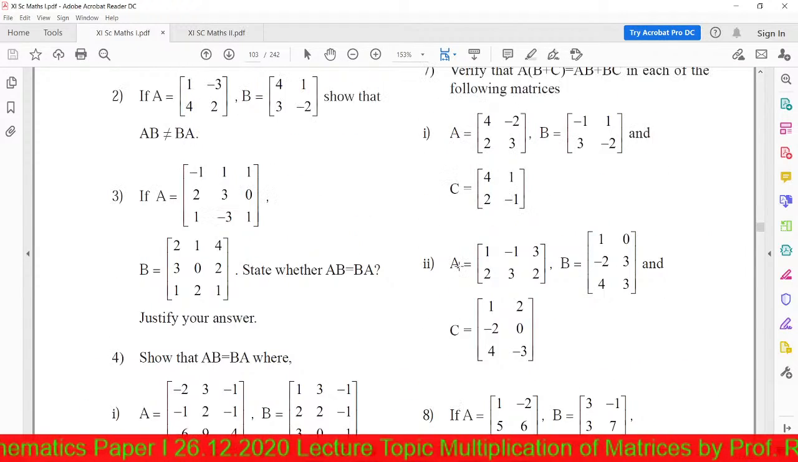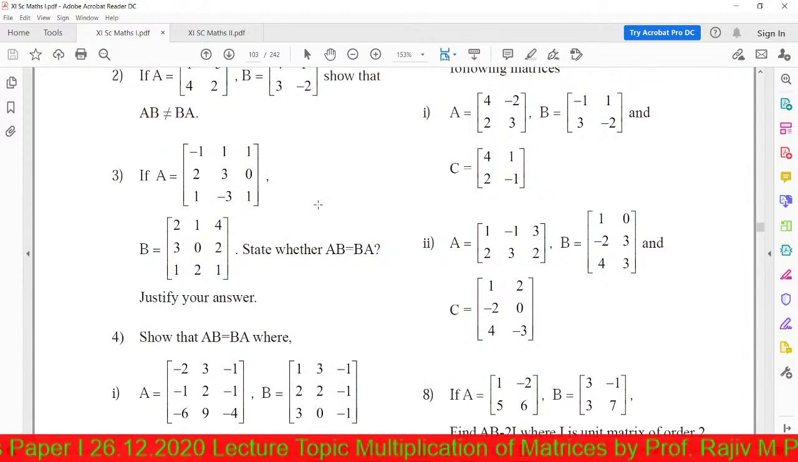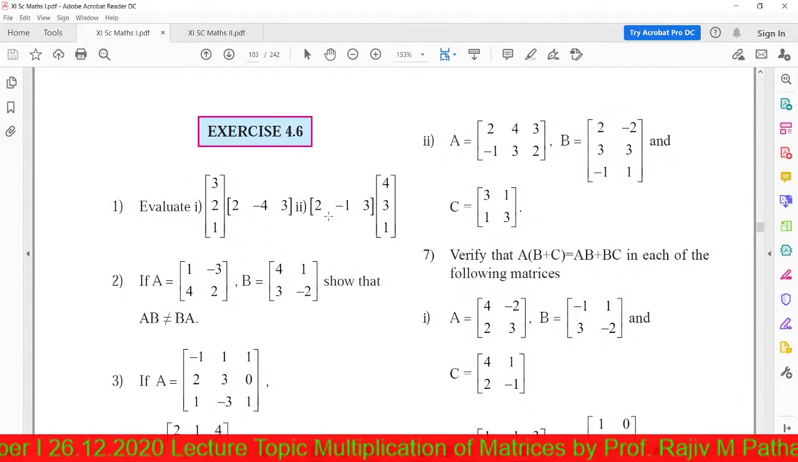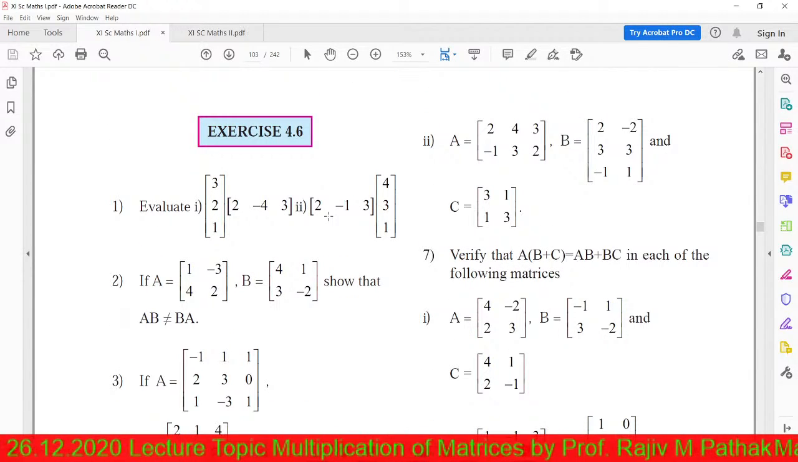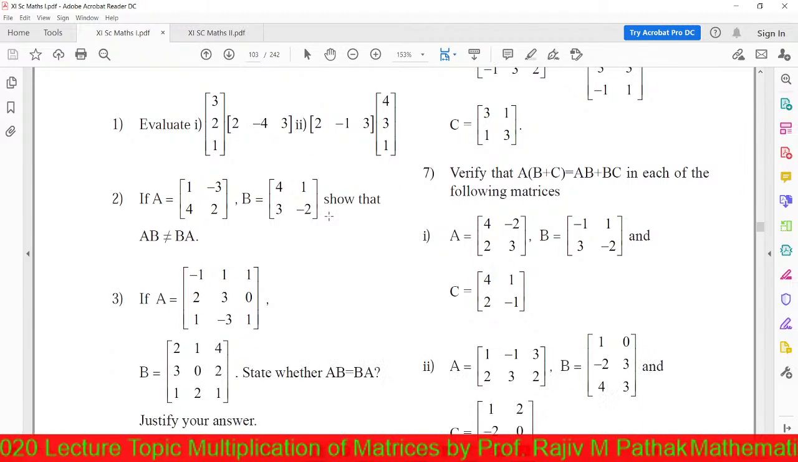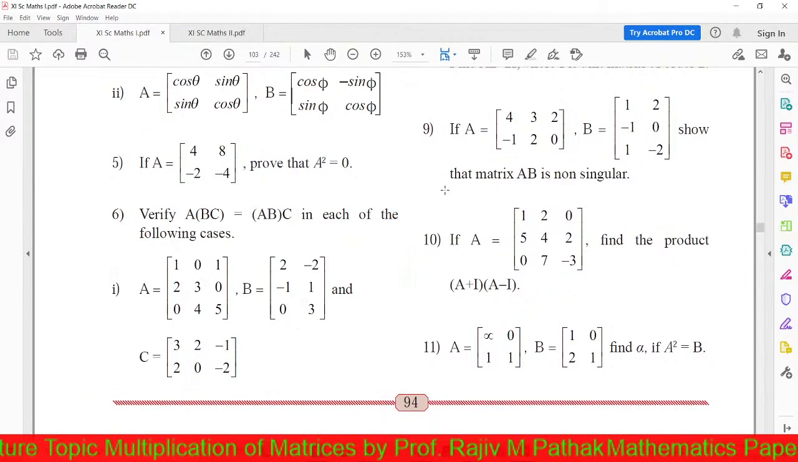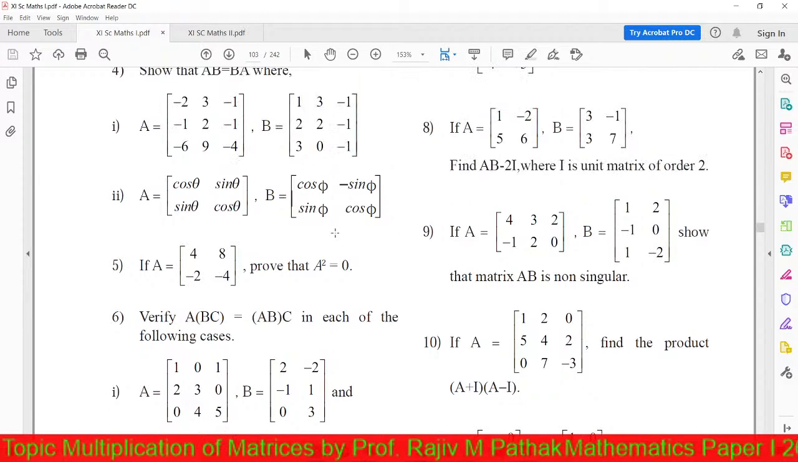Okay, so the homework question you are going to solve and practice multiplication of matrices, because sometimes students get confused when they multiply two matrices. So this is a very important topic, and it is important for 12th standard, matrix multiplication.